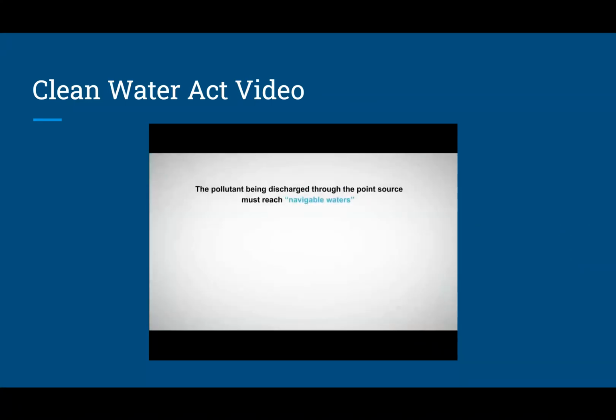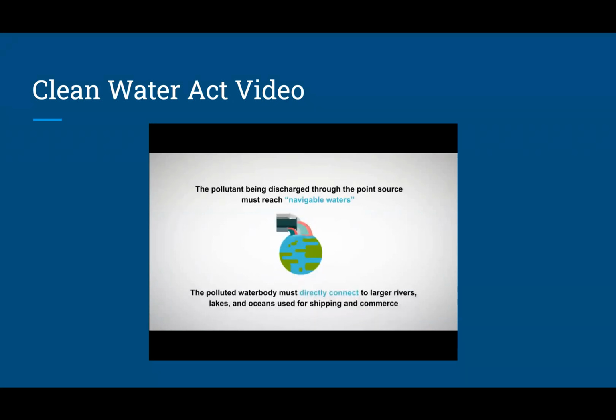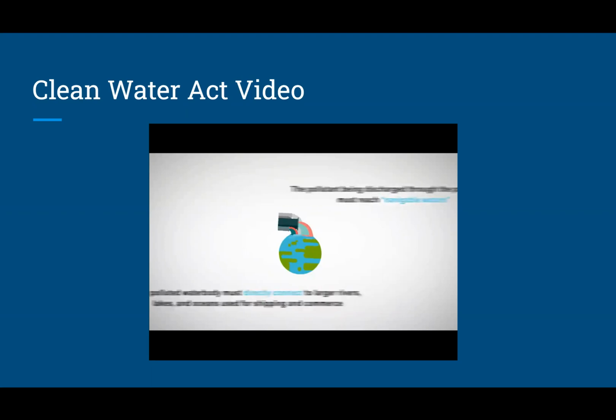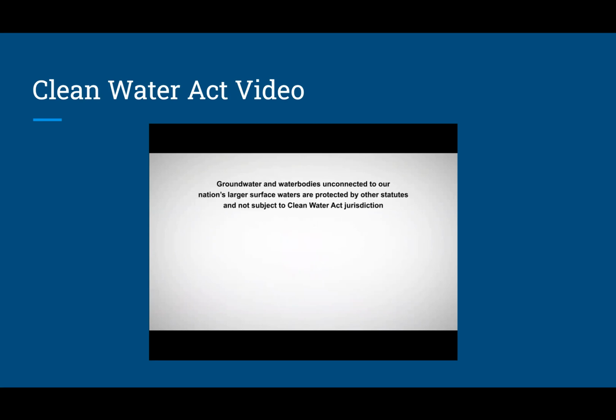Furthermore, the pollutant being discharged through the point source must reach navigable waters, meaning that the polluted water body must directly connect to larger rivers, lakes, and oceans used for shipping and commerce. Groundwater and water bodies unconnected to our nation's larger surface waters, such as backyard ponds or drainable ditches, are protected by other statutes and not subject to Clean Water Act jurisdiction.